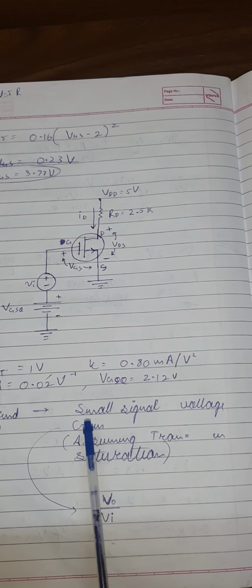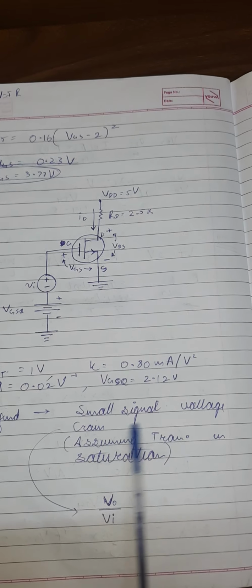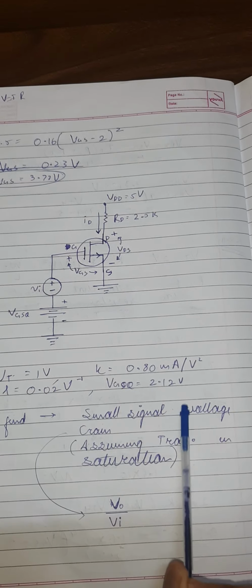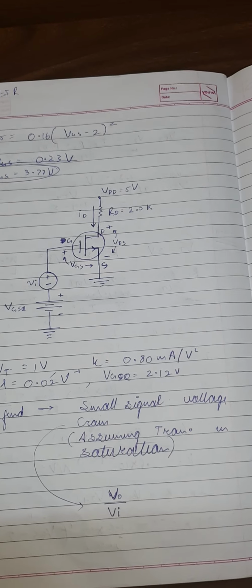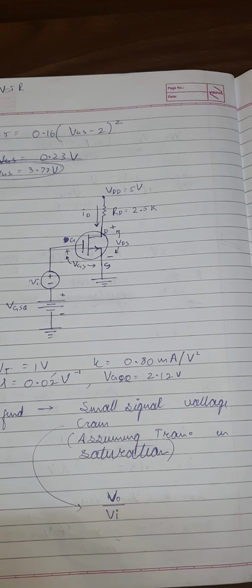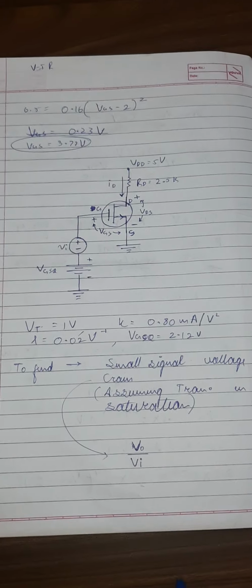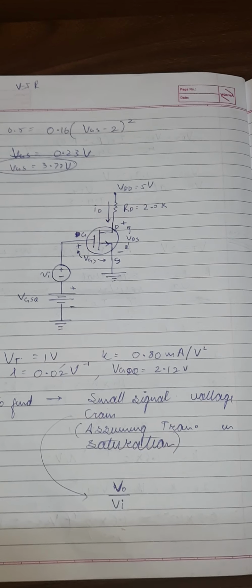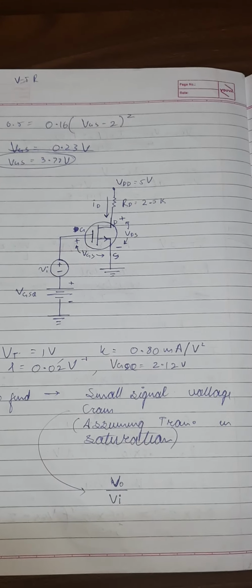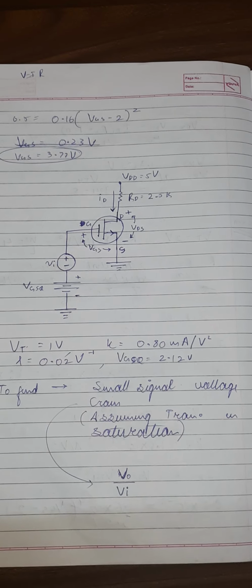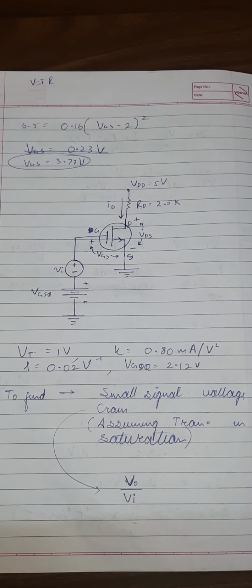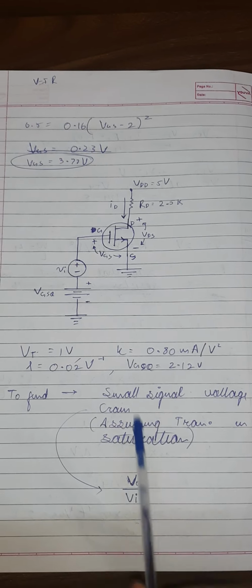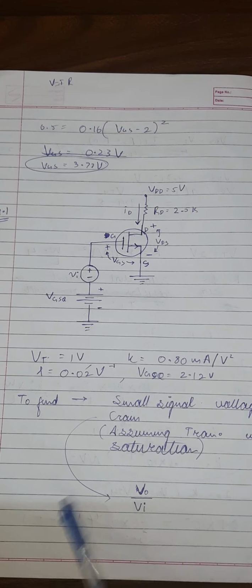What is small signal voltage gain? Why are we specifying small signal? Because small signal equivalent circuit or small signal analysis is a part of AC analysis in which the voltage across gate and source is equal to the voltage at the input terminal, as given as input. And what is meant by voltage gain? Voltage gain is the voltage at the output terminal divided by the voltage at the input terminal, assuming the transistor is in the saturation region.